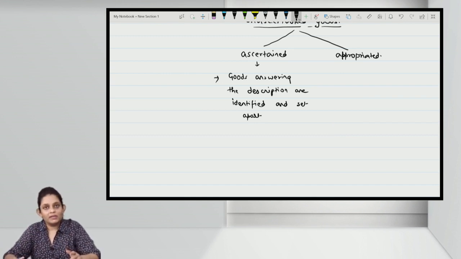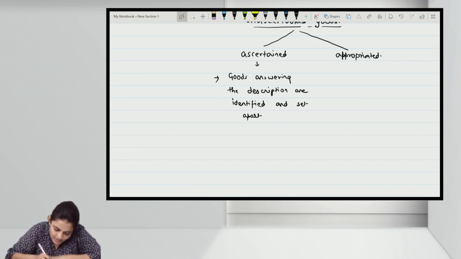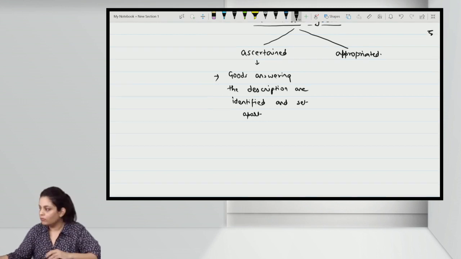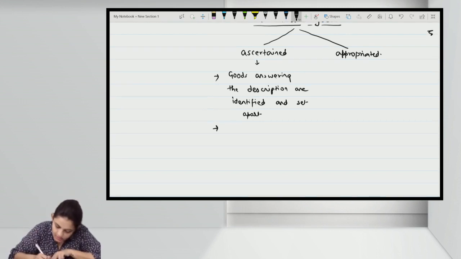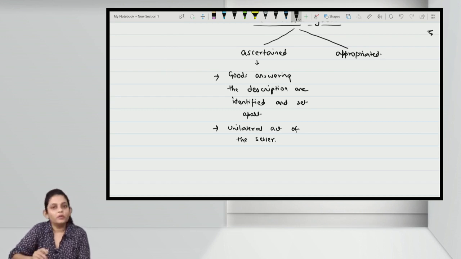Will it be done by the seller, or can you as a buyer enter the premises of the seller and do it? Obviously, you cannot enter his property and do it. So it can be done only by the seller. So understand, ascertain is the unilateral act of the seller.